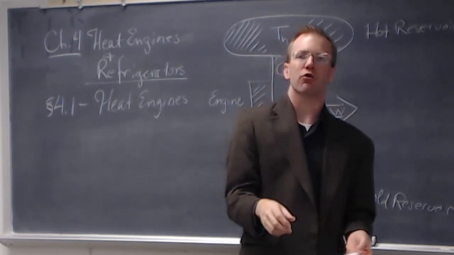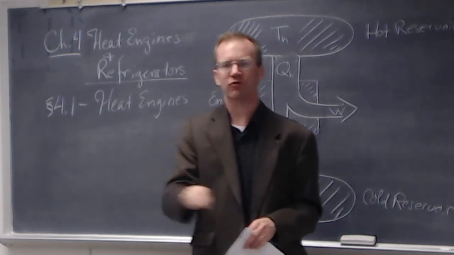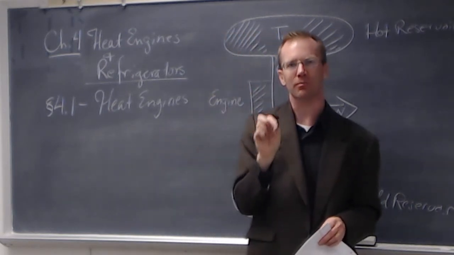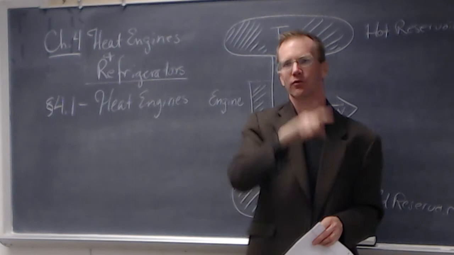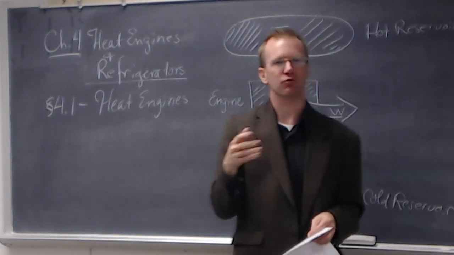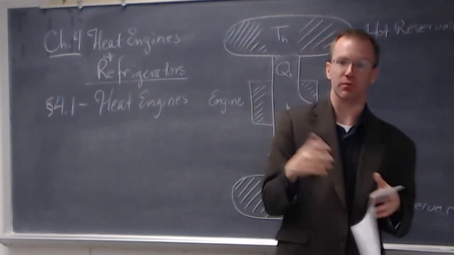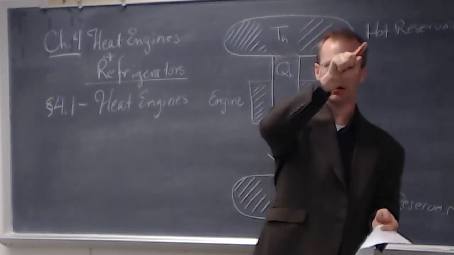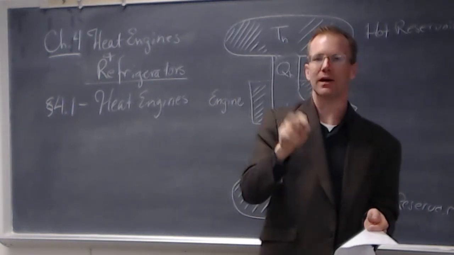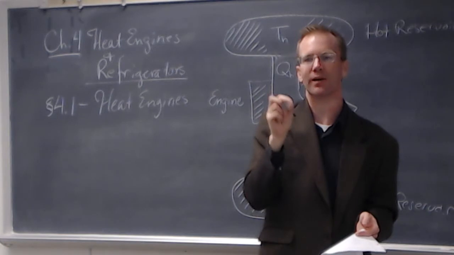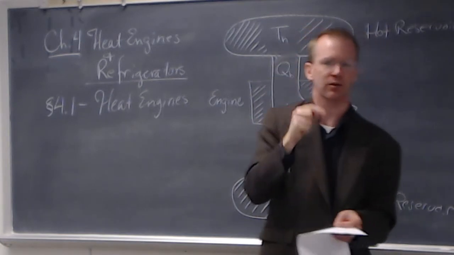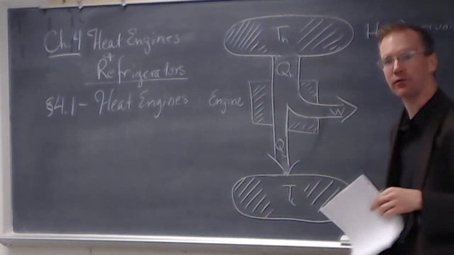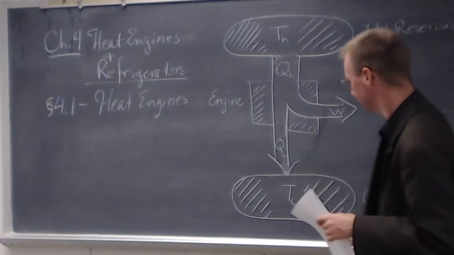So an engine has to return to the state it began in. So it has to go through a cycle. In fact, if you graph out its pressure and its volume, a PV diagram, the path that the gas will make around that PV diagram will form a closed loop. It has to come back to where it started. Otherwise, it's of no use to us, or very little use.